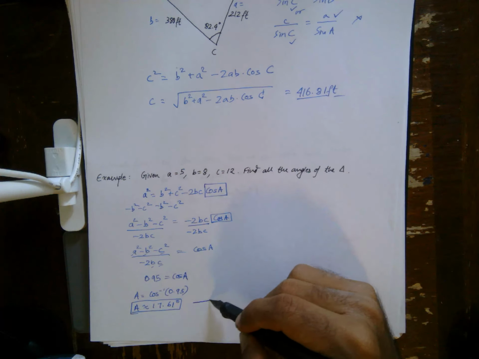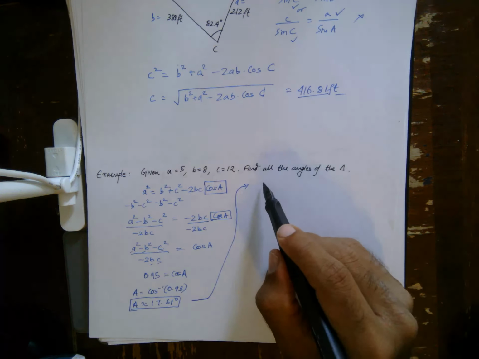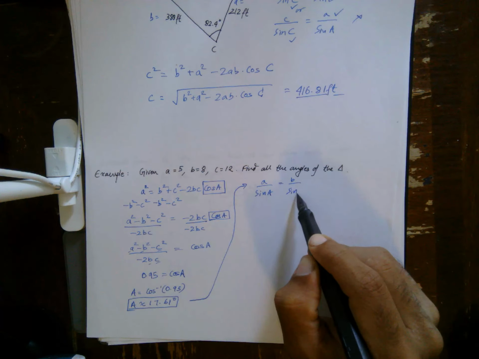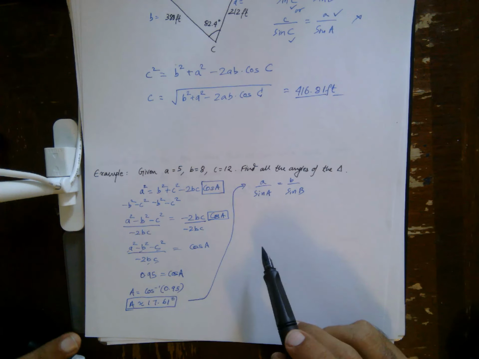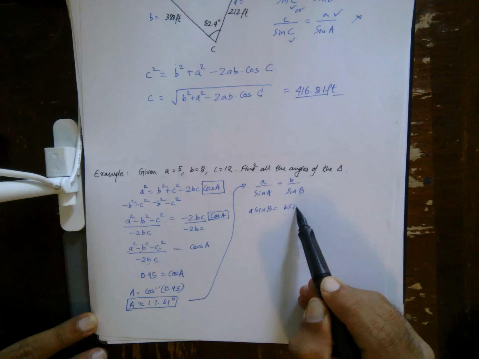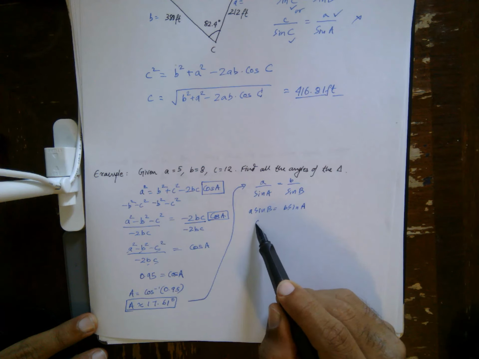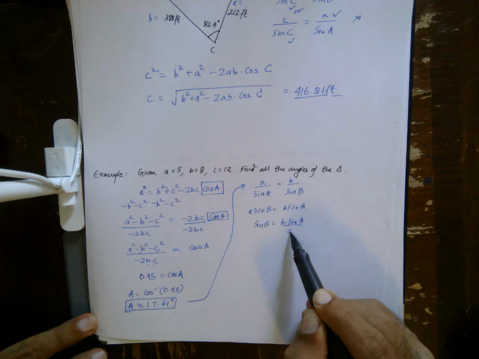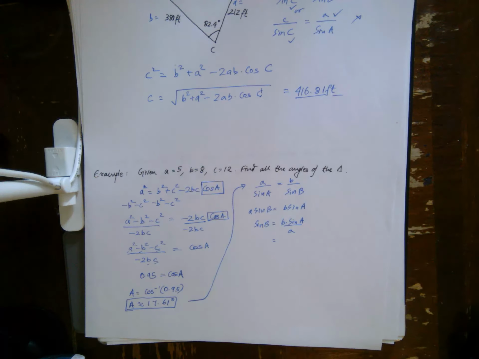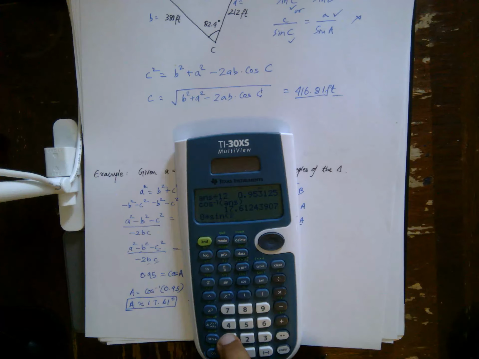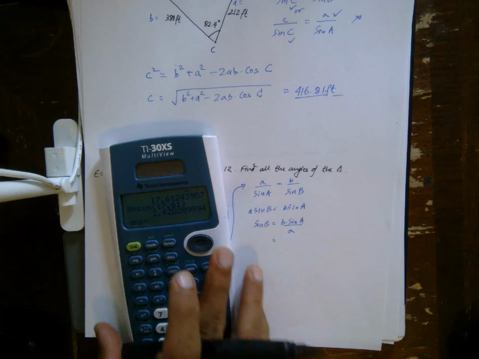From here, you proceed here, and now you can say a over sine A is going to equal b over sine B, because that's true for any triangle, which means a sine B equals b sine A, which then means sine B is b times sine A over a, as you've done many times before. And now you plug in 8 times sine of the angle you just found, which is 17.61, divide by a, which is 5.